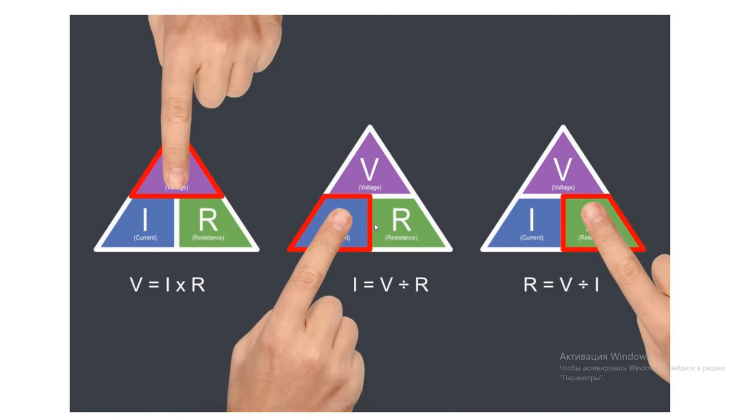Next one, if you know voltage and resistance and wish to determine current, eliminate current and see what's left. It leaves voltage divided by R, resistance, is equal to current. And lastly, if you know current and voltage values and wish to determine resistance, just eliminate R, resistance, from the picture and see what's left. It leaves voltage divided by current equals resistance. These formulas are the easiest way to memorize.